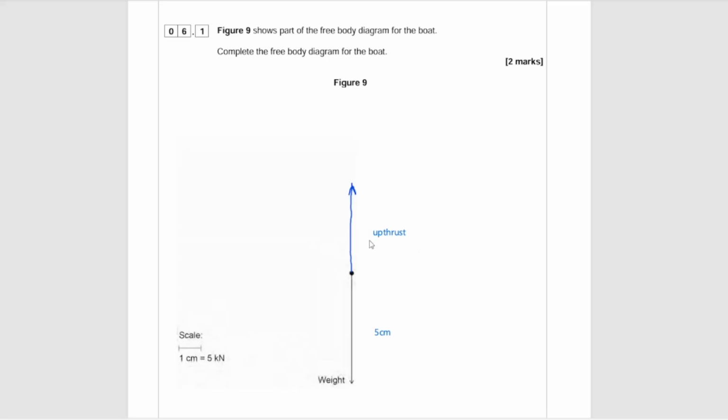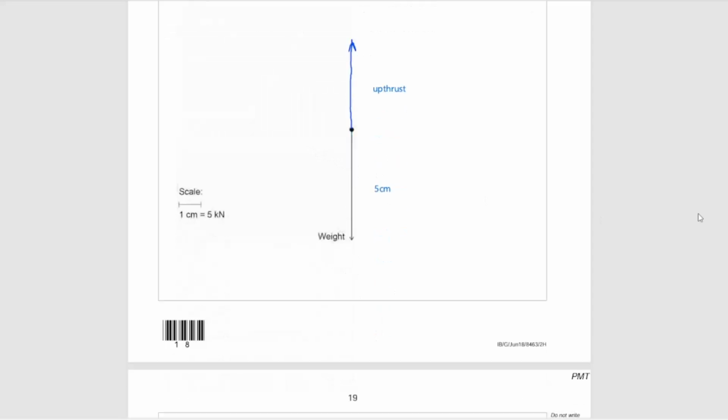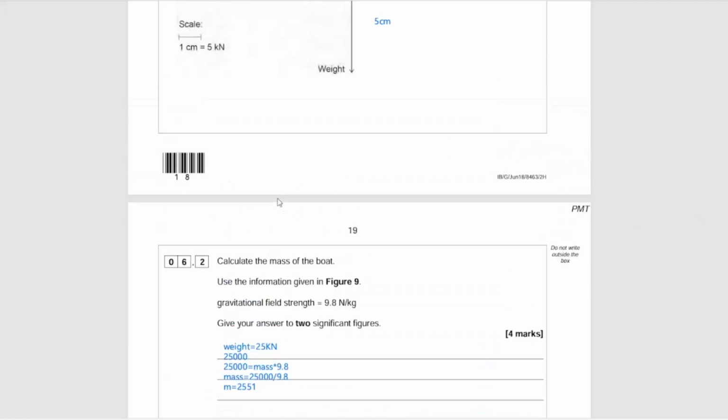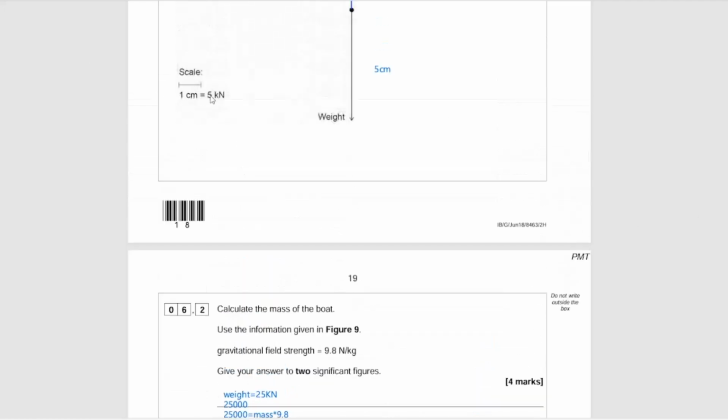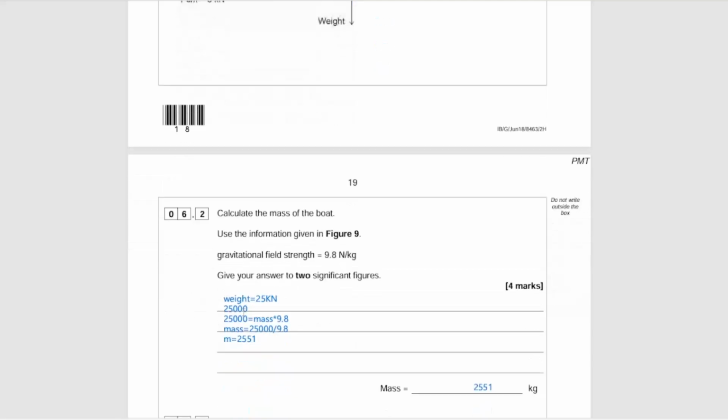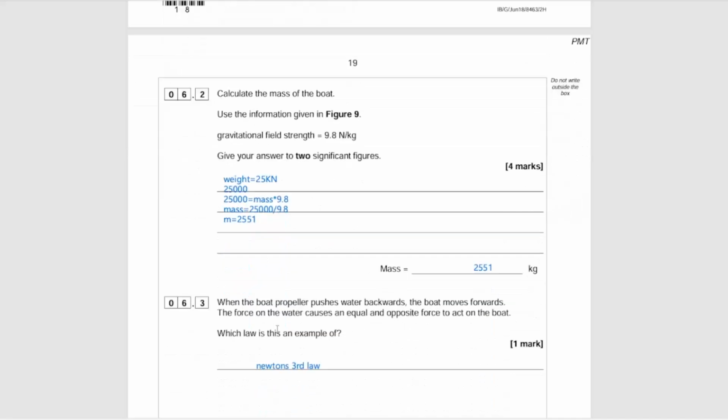And in this case it cancels out with upthrust, with the upthrust force being equal to the weight, allowing it to be stationary. And you do this by drawing an equal length arrow to the weight and simply labeling it upthrust. Then we're asked to calculate the mass of the boat, and we're given the scale that 1 centimeter equals 5 kilonewtons. So if you have a ruler and you measure the weight, it's 5 centimeters, and that means the weight is 25 kilonewtons or 25,000 newtons. And we simply do the formula weight equals mass times gravitational field strength. Mass equals 25,000 divided by 9.8, and you get a mass of 2,551.